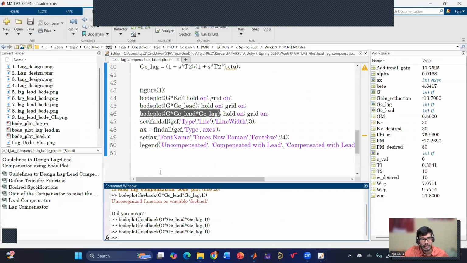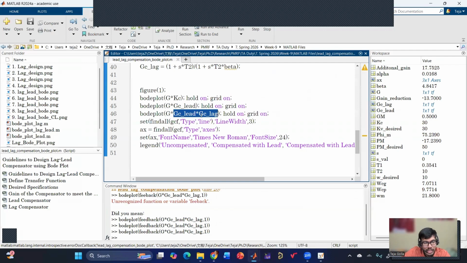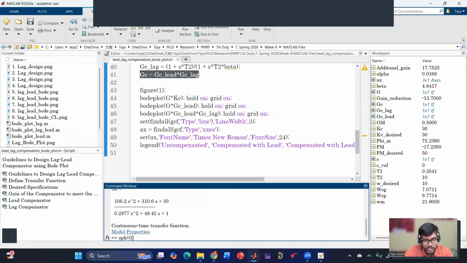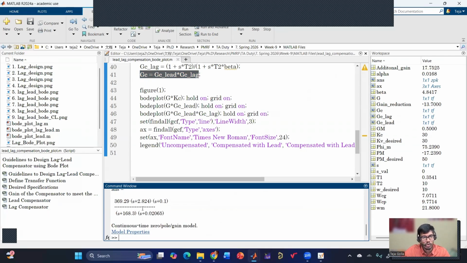So finally, my GC will be GC lead into GC lag, right? So GC will be GC lead into GC lag. And if I run this, and then if I do ZPK of GC, this is my overall lag lead compensation that I have obtained to achieve whatever specifications they have mentioned. And if you can draw the Bode plot, you can get what exactly is happening. But this is the overall idea.